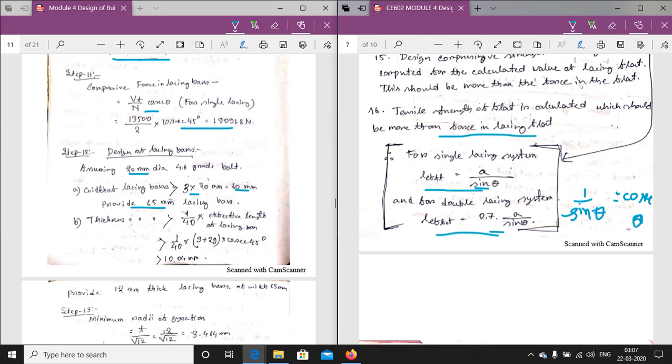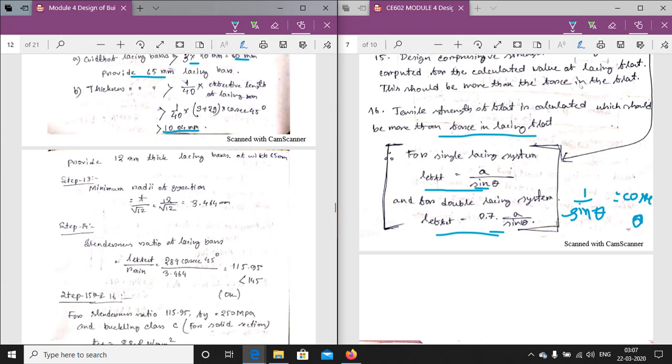So putting the value of cosec theta here, s plus 2g cosec theta is 10.004 meter. So thickness should be greater than 10.004 meter. So provide a 12 mm thick lacing bar. We are providing a 12 mm thick lacing bar having a width of 65 mm. That is how we have calculated the width and the thickness of the lacing bar.